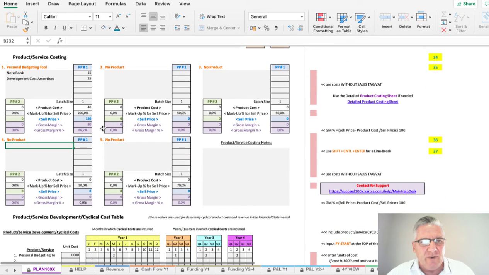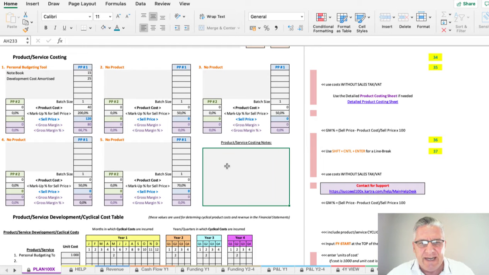So here are your 5 products, 1, 2, 3, 4, 5. We've only used 1. If you need to add any notes that you need to have as reminders in terms of how you costed these products, there is room to add that in here.